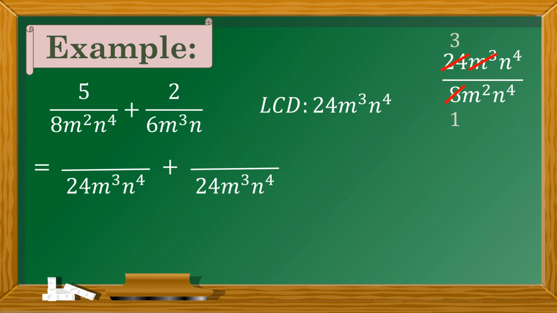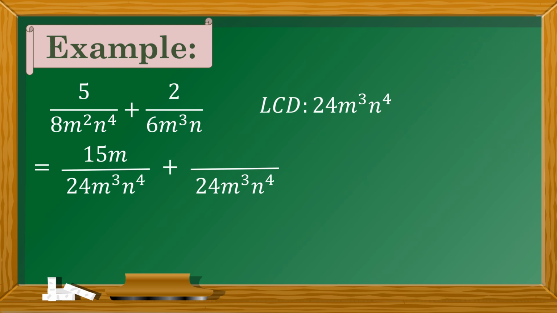So this will be 1. Dividing m cubed by m squared, so this will be m, and m squared will be 1. And then dividing n to the fourth power by n to the fourth power, so that will be 1. So simplifying, that will be 3m. So the quotient will be multiplied by the numerator of the first expression, which is 5. So 3m times 5 is 15m.